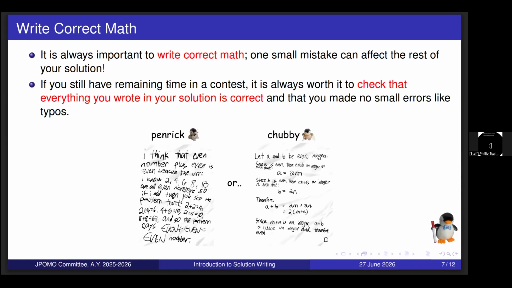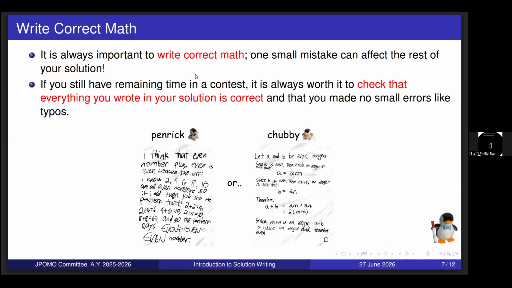If you still have remaining time in the contest, it is always worth it to check that everything you wrote in your solution is correct and that you made no small errors like typos. So, for example, Penchick here writes the wrong spelling instead of the proper word number, unlike Chubby, who writes legible, correct English, which makes it much easier for the grader to understand.